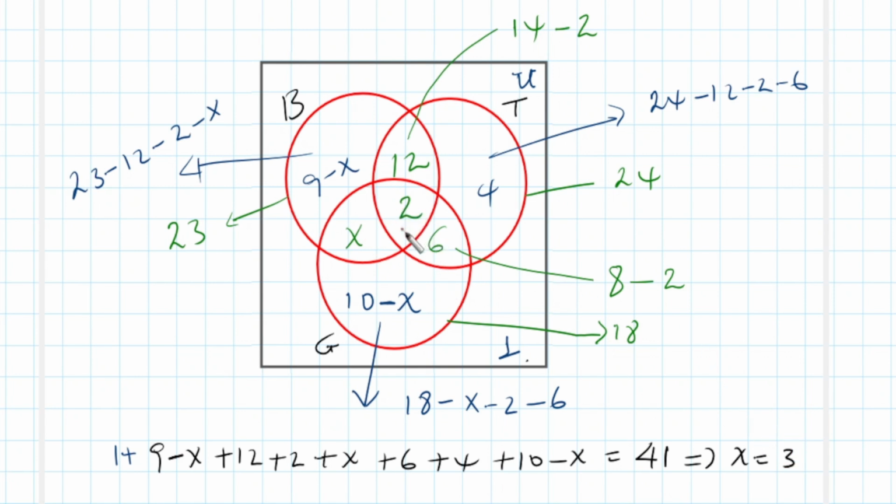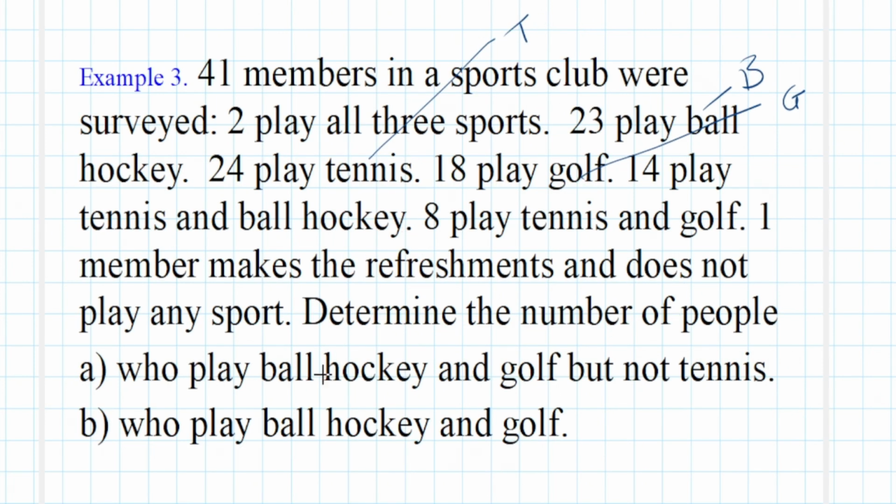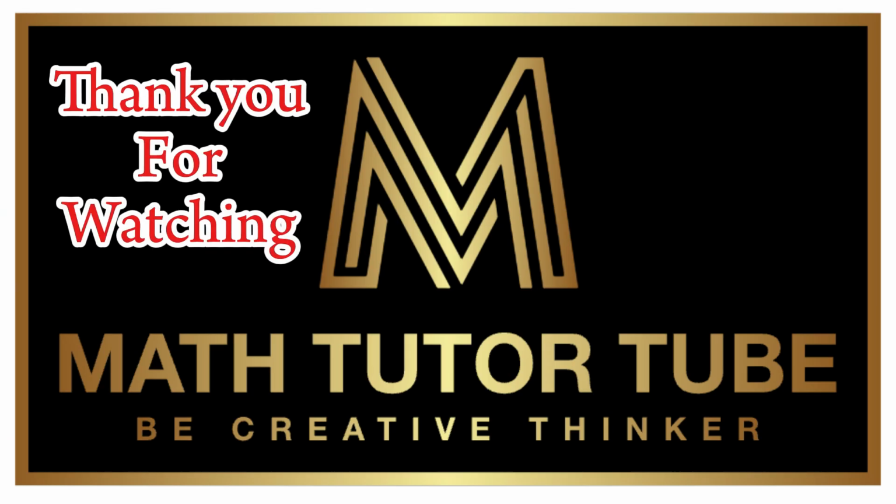We have answered the question. The number of people who play ball hockey and golf but not tennis is 3. And the number of people who play ball hockey and golf is 5. How? 3 plus 2. This is all about application of Venn diagram.